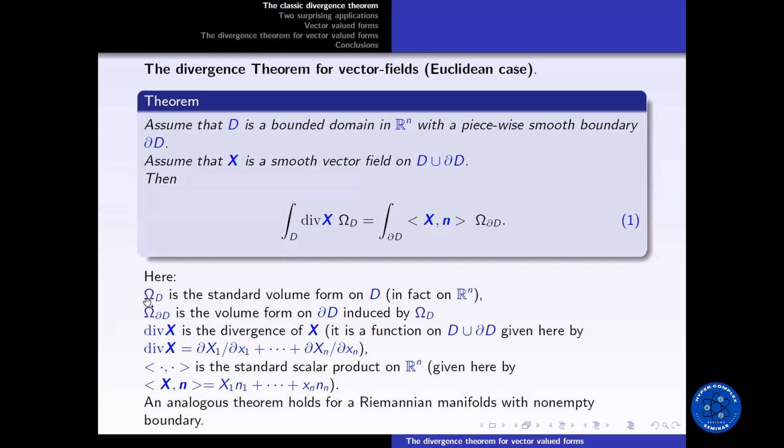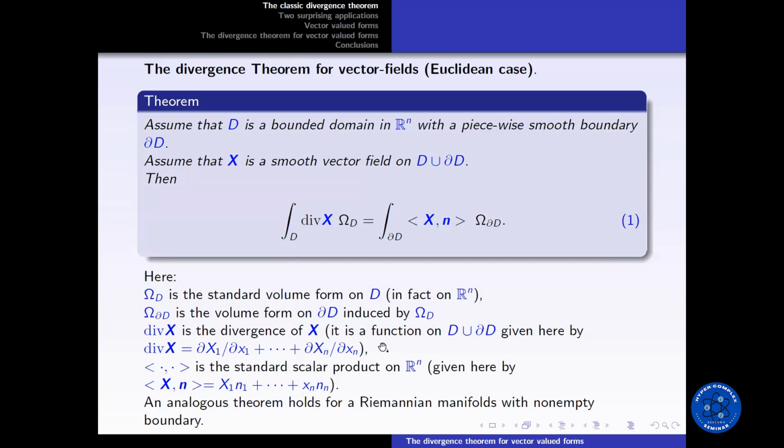Here, omega D is the standard volume, and omega delta D is the volume of the boundary just constructed. Divergence is the divergence of the field. We know the formula for the divergence here. This is the standard scalar product, and this is simply such a sum of products.